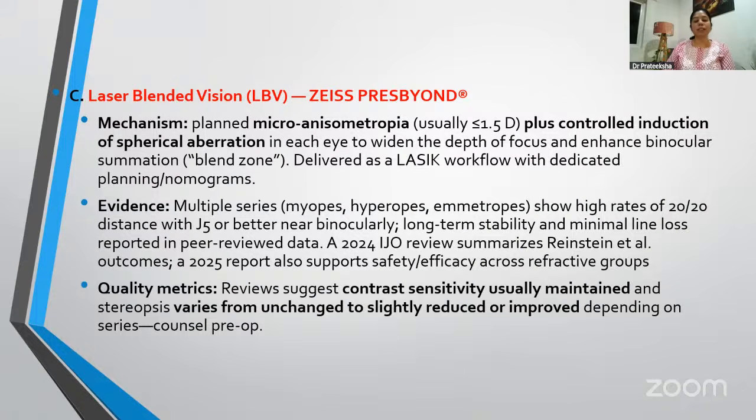Evidence: multiple series in myopes, hyperopes, and emmetropes show a high rate of 20/20 distance with J5 or better near binocularly, long-term stability, and minimal line loss reported in peer-reviewed data. In 2024, an IGO review summarized outcomes, and a 2025 report also supports safety and efficacy across refractive groups. Quality metrics: reviews suggest contrast sensitivity is usually maintained. Stereopsis varies from unchanged to slightly reduced or improved, depending on the series.